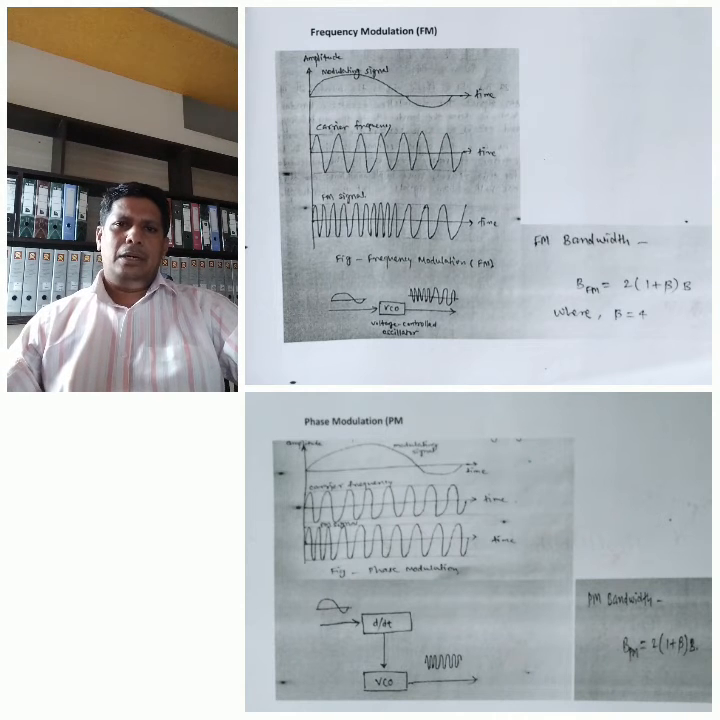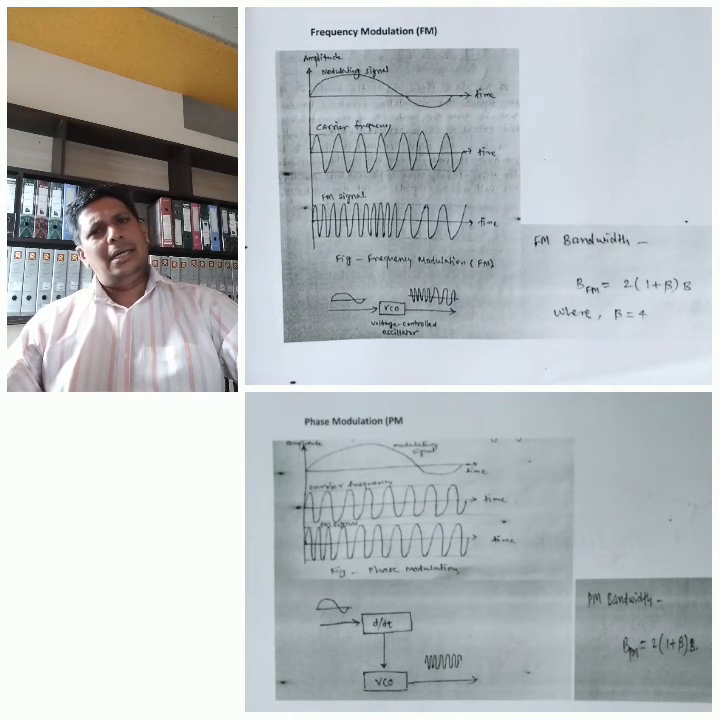The third type of analog to analog conversion is phase modulation, that is PM. In PM modulation, that is phase modulation, the phase of the carrier signal is modulated to follow the changing voltage level of amplitude of the modulating signal. The peak amplitude and frequency of the carrier signal remain constant, but as the amplitude of the information signal changes, the phase of the carrier changes correspondingly.